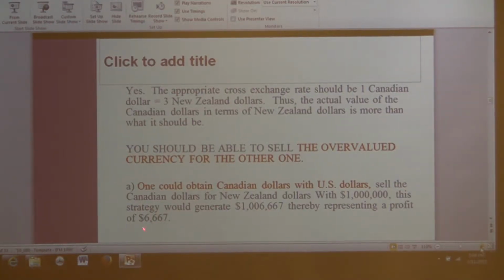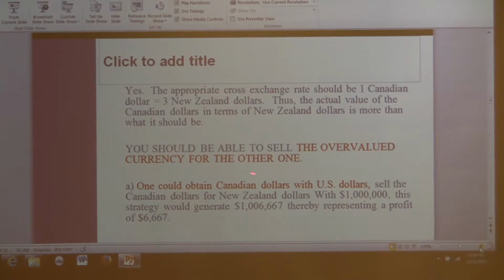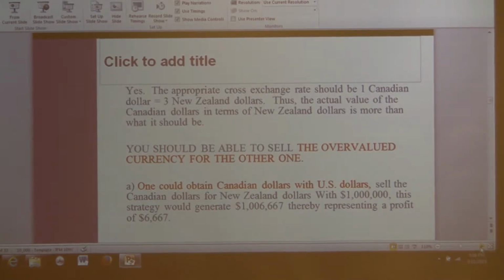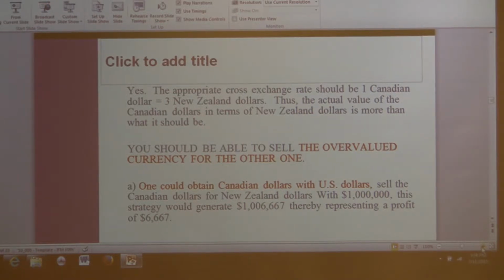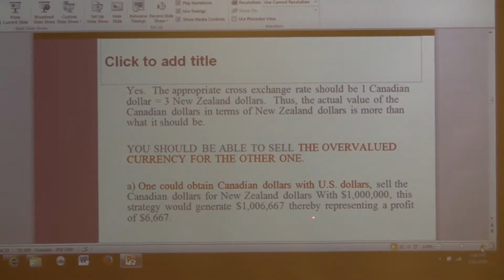Okay, so here, that's what we see. The appropriate exchange rate would be 1 Canadian dollar is equal to 3 New Zealand dollars, but here you should be able to sell the overvalued currency, and in this case, the overvalued currency is the Canadian dollar. Now, how do we do that? Suppose you have $1 million to invest.